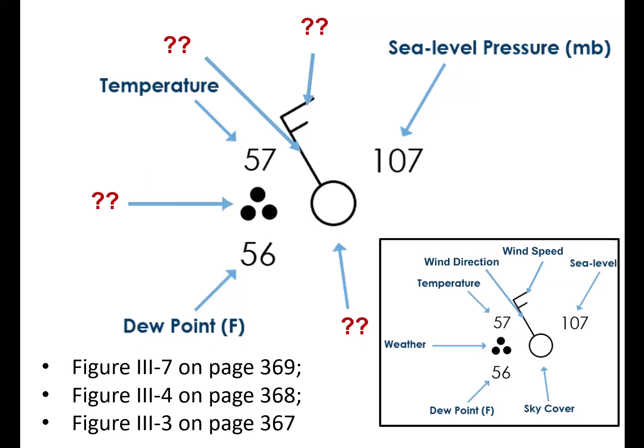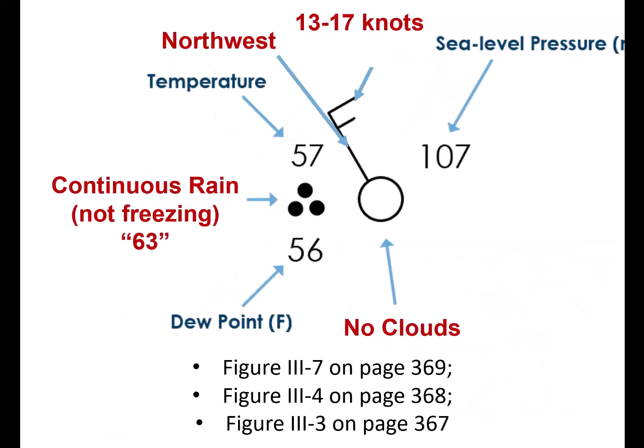All right, let's see how you did. So we can see that this is a range. We have a half feather and a full feather, so that is going to be 10 plus 5, 15 knots, and you'll see that in the back of the lab manual. That's actually going to provide you a range of 13 to 17 knots.